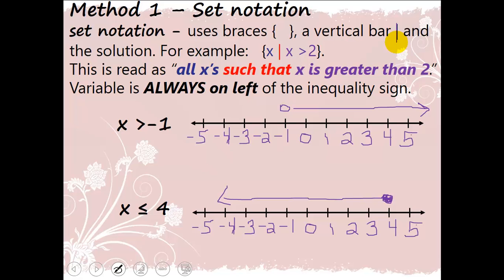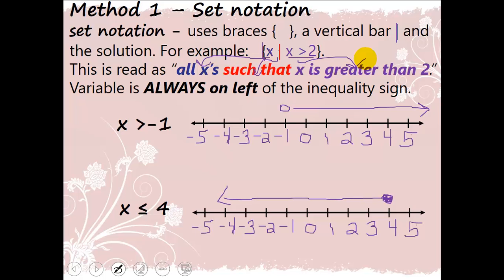Here's an example that I just made up. I'm going to do it for the ones below, but this is brace x, vertical bar, x is greater than 2. This would have been the solution when we solved. All x's, that's what this piece means, all x's. This vertical bar is translated as such that. The vertical bar means such that or so that. And then we have this expression, which is our solution when we solved, and we just read it like we have since pre-algebra. x is greater than 2.